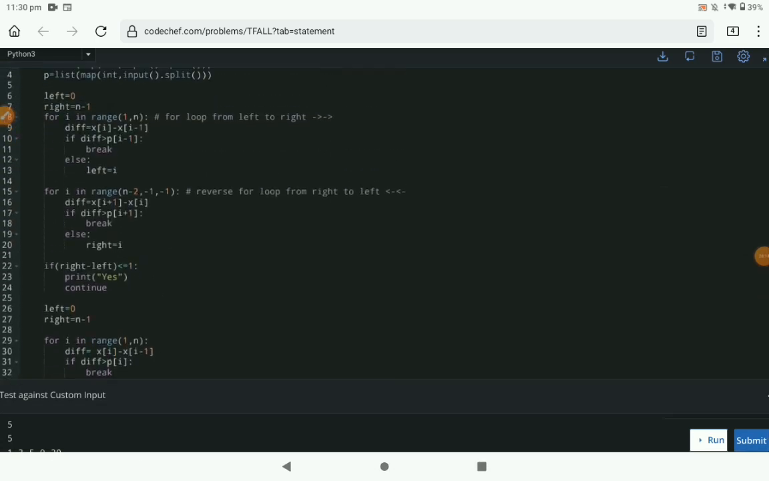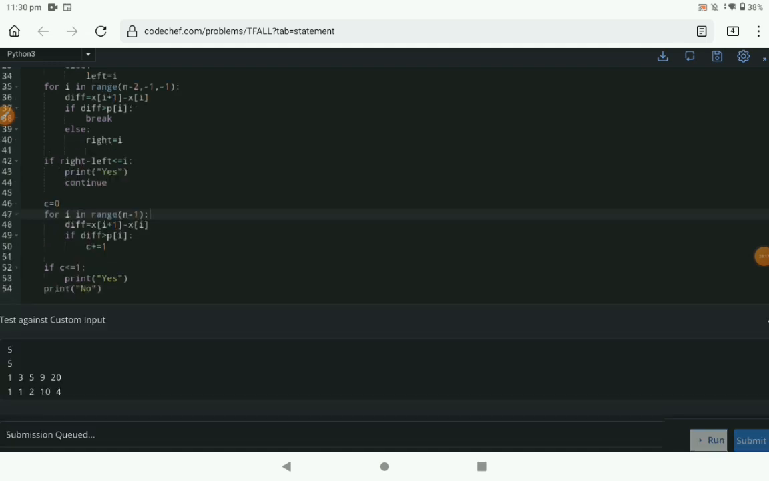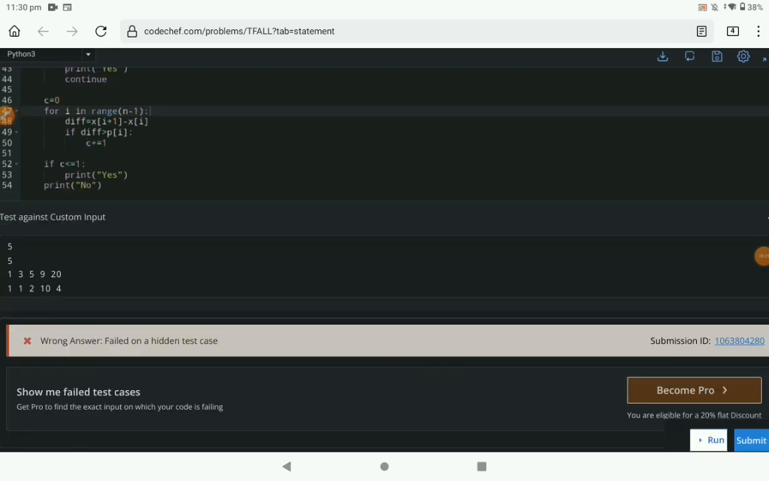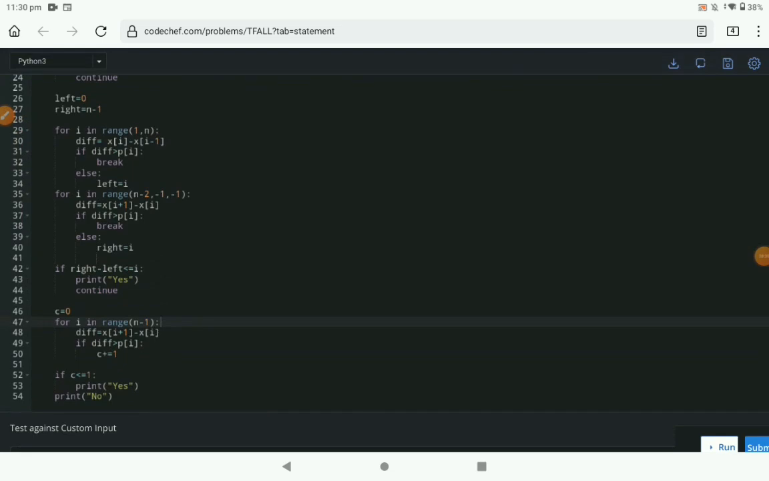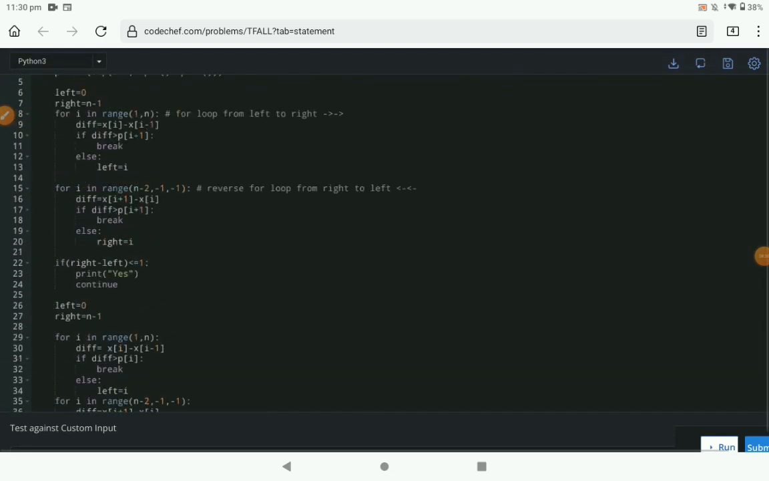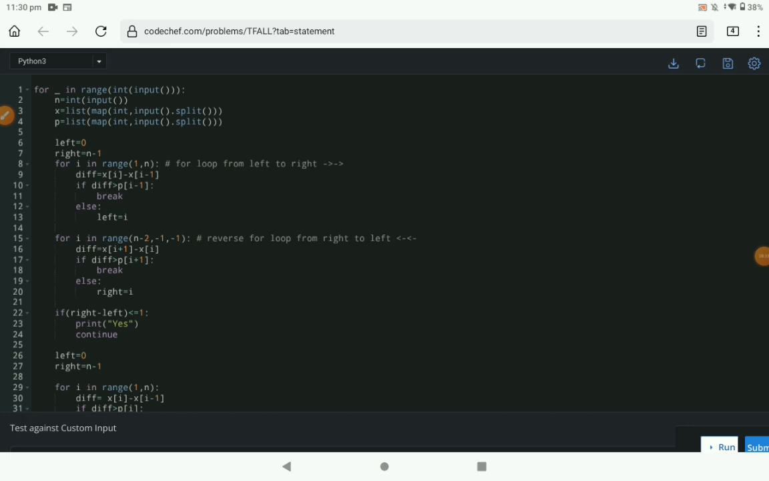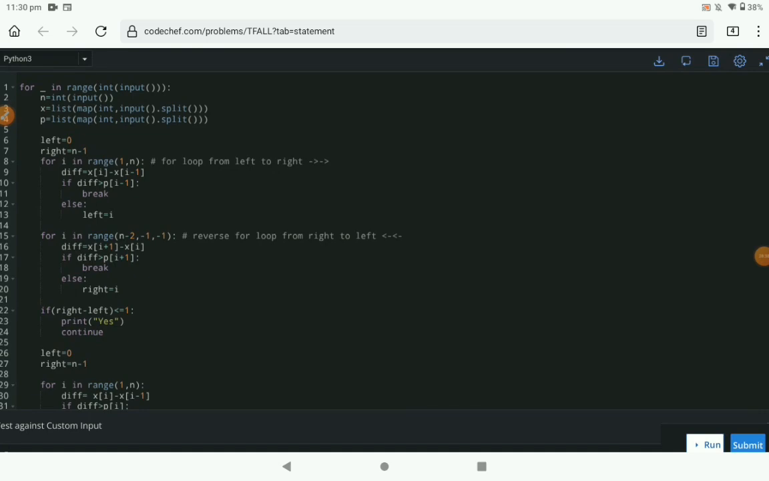Okay, so we are done with our code. Now let's try to submit it. Okay, it's giving wrong answer. Let's try to debug this code. Left first, right equals to minus 1.